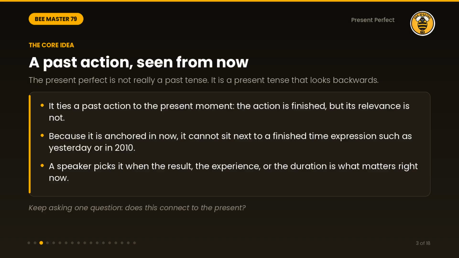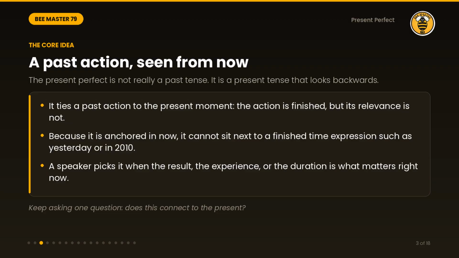Here is the idea the whole tense rests on. The present perfect is not really a past tense at all. It is a present tense that looks backwards. It ties a past action to this moment. The action itself is finished, but its relevance is not. That is why a speaker chooses it when the result, the experience, or the duration is what matters right now.